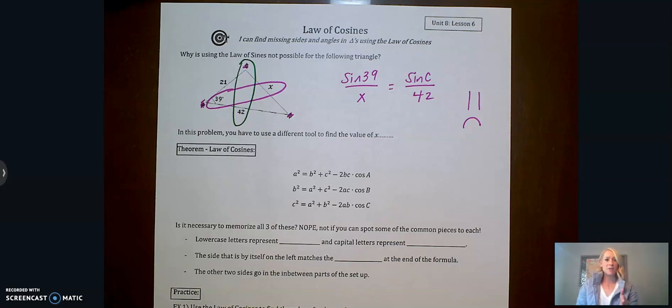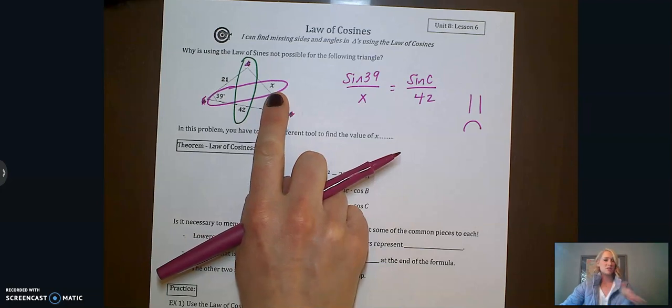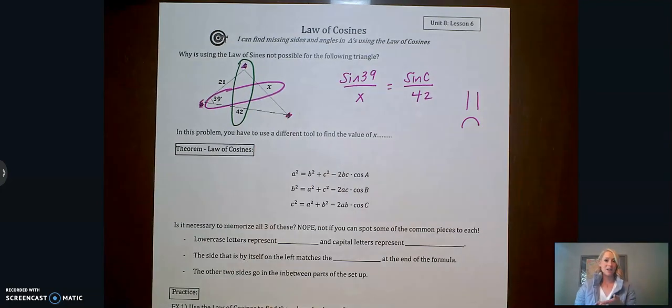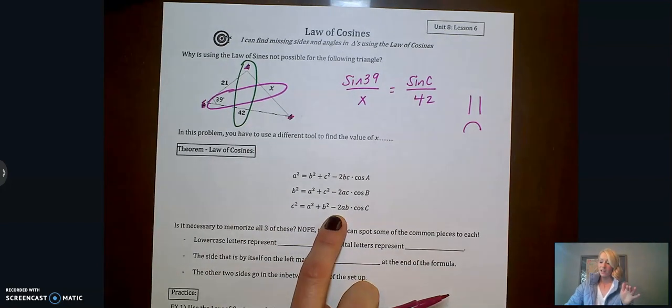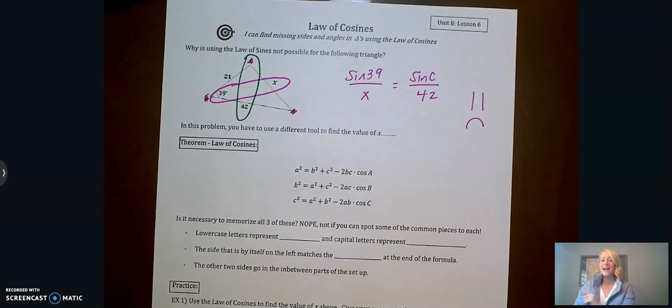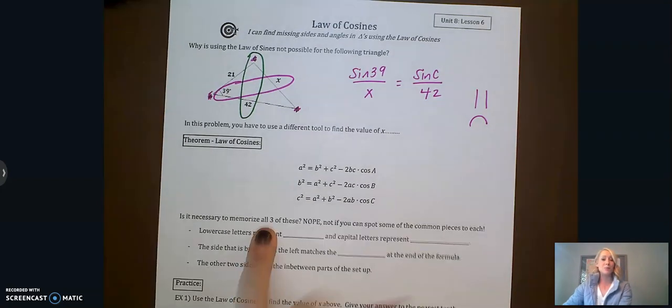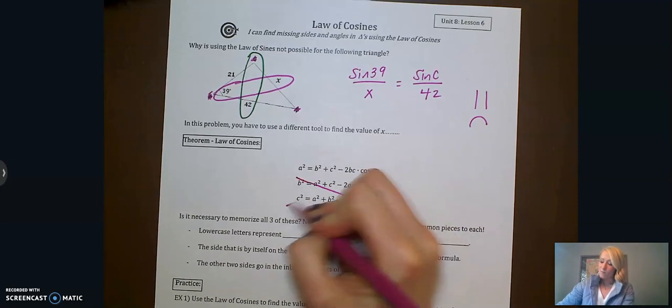This is why we need law of cosines, people. We need a different tool for solving for this x. SOHCAHTOA wouldn't work. Pythagorean theorem wouldn't work. Got to have the law of cosines. So here it is. It's horrendous looking. It's so many letters. You guys, you don't have to memorize any of this, let alone 3 lines of this. It's ridiculous. Cross off the bottom too.